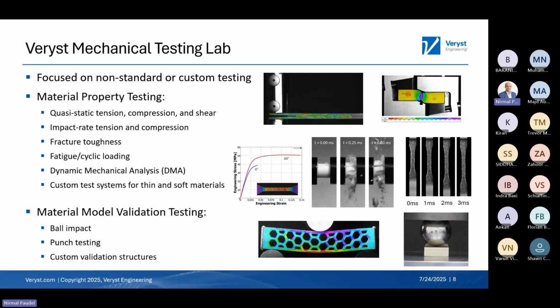So here are some of the tests that we do. Quasi-static tension, compression, and shear, fracture toughness, DMA. For clients who need data for simulations, we go beyond testing. We offer material model calibration and develop a constitutive model that can go directly into the FEA workflow.